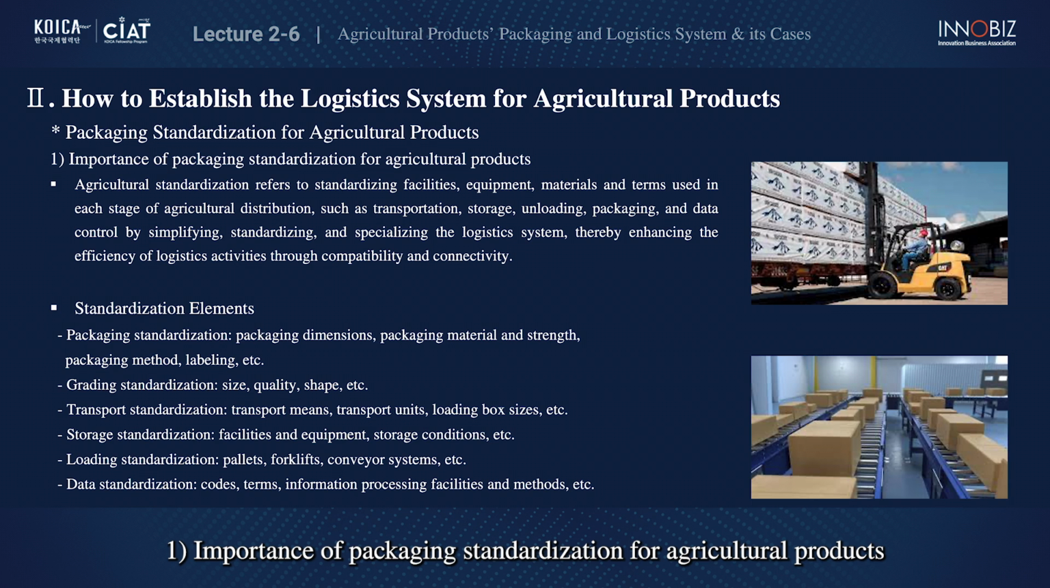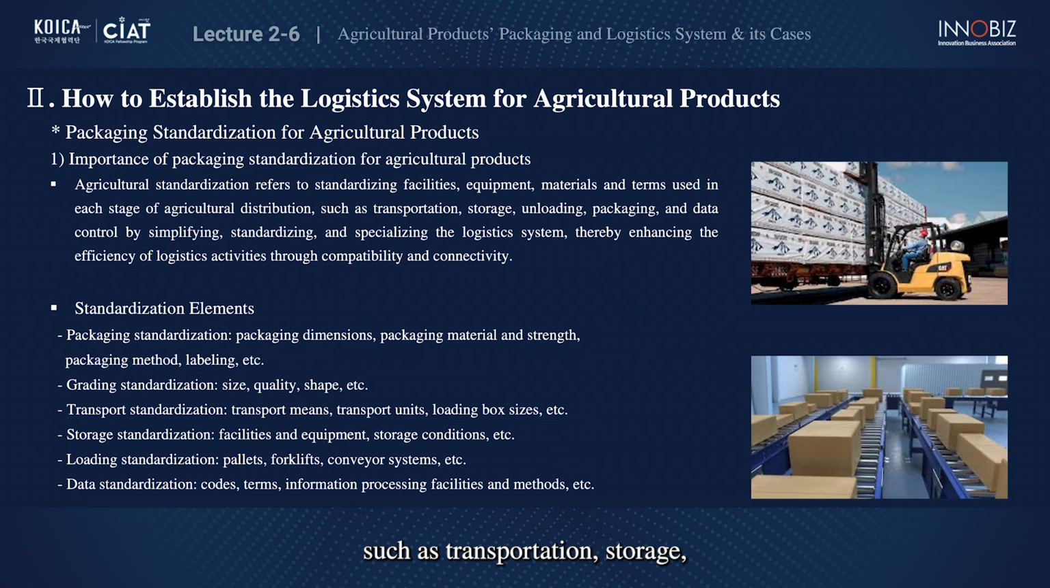Importance of packaging standardization for agricultural products. Agricultural standardization refers to standardizing facilities, equipment, materials, and terms used in each stage of agricultural distribution, such as transportation, storage, unloading, packaging, and data by simplifying, standardizing, and specializing the logistics system, thereby enhancing the efficiency of logistics activities through compatibility and connectivity. Agricultural standardization refers to the comprehensive standardization of 6 elements including packaging, grading, transport, storage, loading, and data. Let's look at the details.